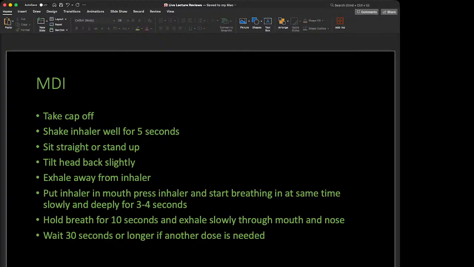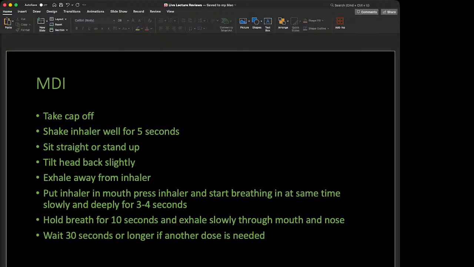for 3 to 4 seconds. In certain cases, when it's the first time you're using a metered dose inhaler, it's always good to prime it by spraying it away from your face and away from your head, so that you can see if it works properly. And then you would start using it as shown in these steps. So it's always important to check that the inhaler is properly configured before using it.